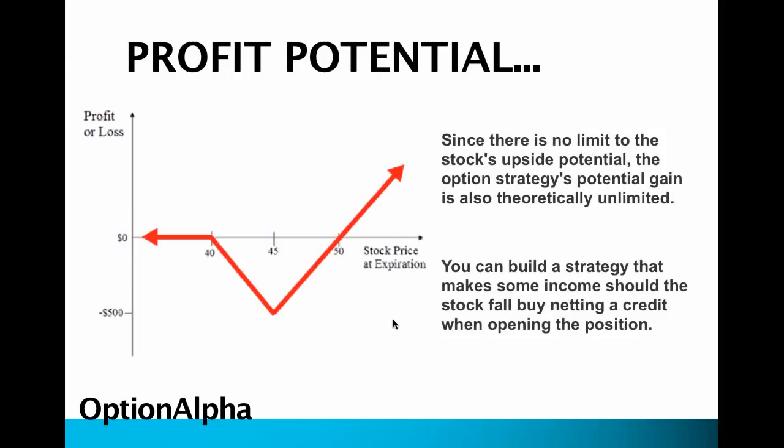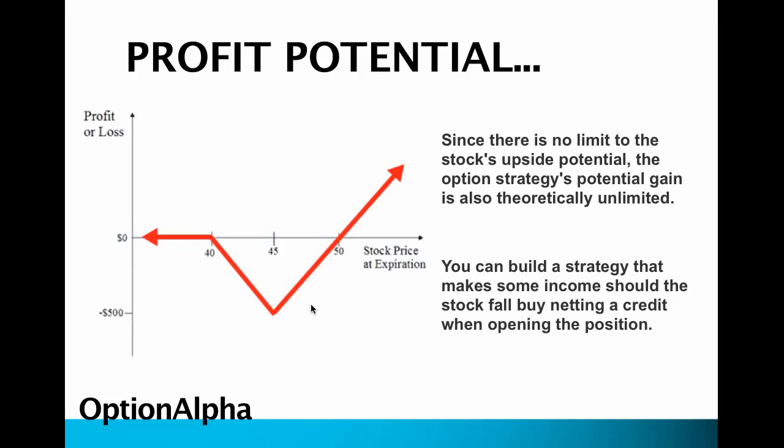Now, the profit potential for this strategy is technically unlimited to the top side. The stock has no theoretical cap. It can go up forever. But you can also build a strategy so that it makes money by the stock falling and taking in a credit when the position opens.